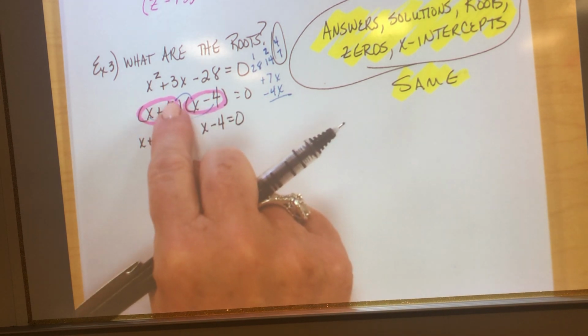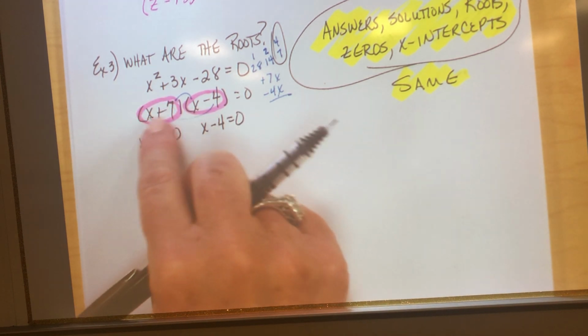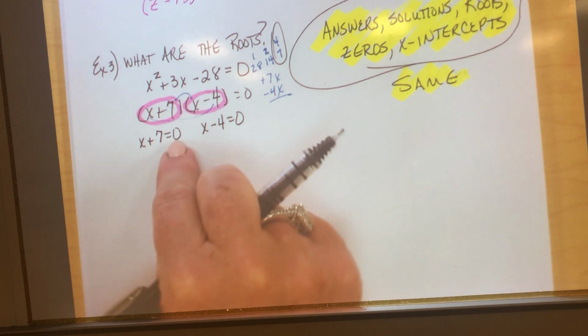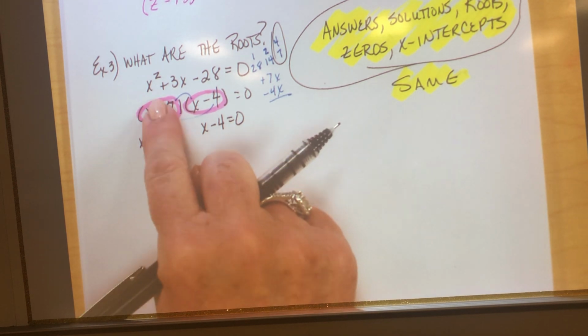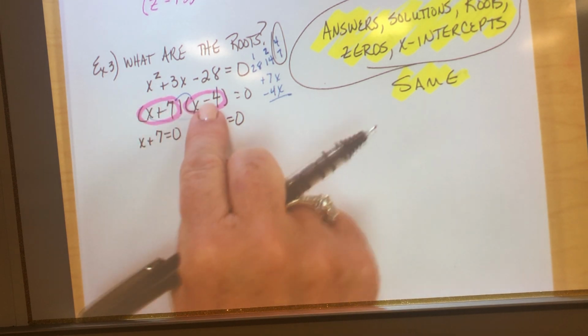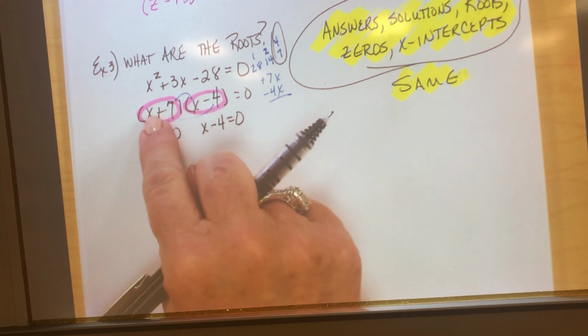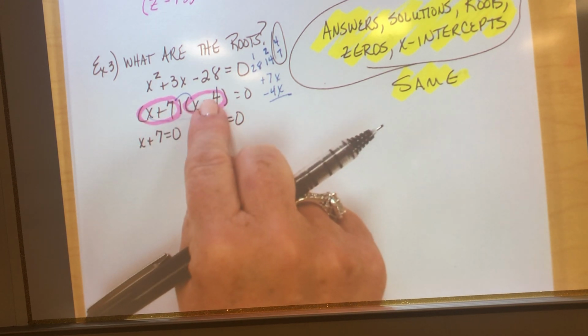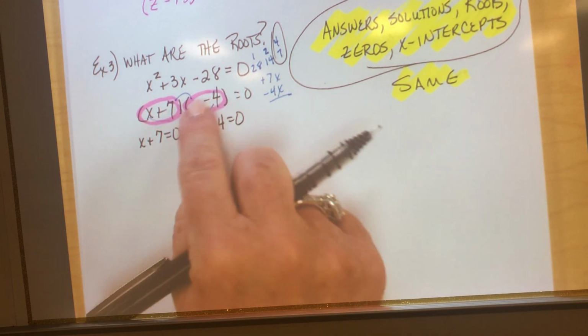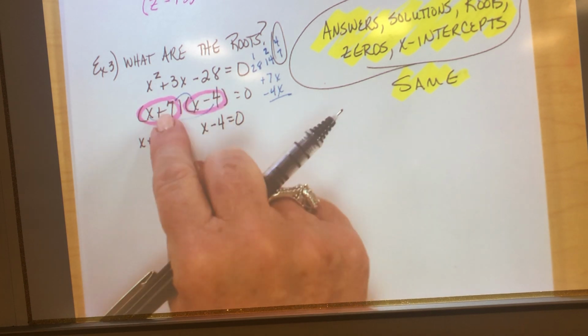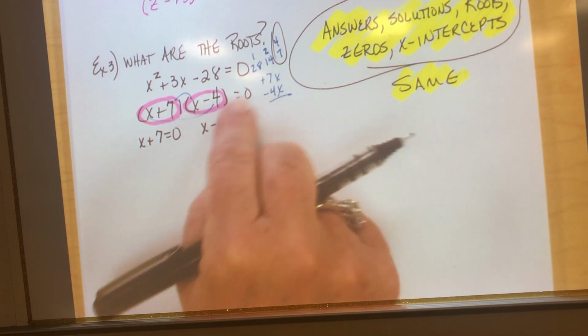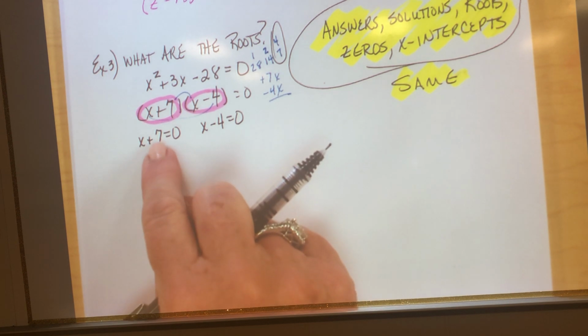It says this number is 0. It says x plus 7 is 0. Now, if x plus 7 is 0, 0 times, I don't care what this number is, it's 0. Okay? If this number is 0, 0 times, it doesn't matter what this guy is, he's 0. All right? So now we're going to solve for x.